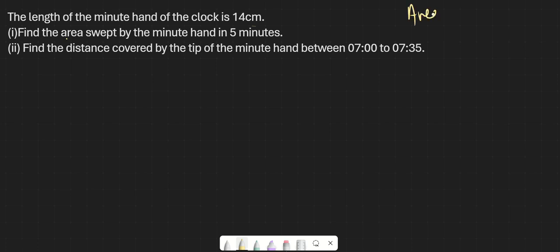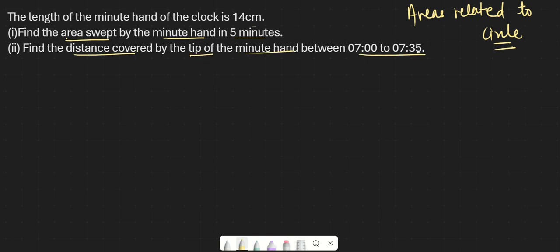This is from the chapter Areas Related to Circles, in which we are given to find the area swept by the minute hand in 5 minutes, or the distance covered by the tip of the minute hand in the given time period. The main idea we need to understand to solve this question is what is the shape of the area when the minute hand moves for 5 minutes.